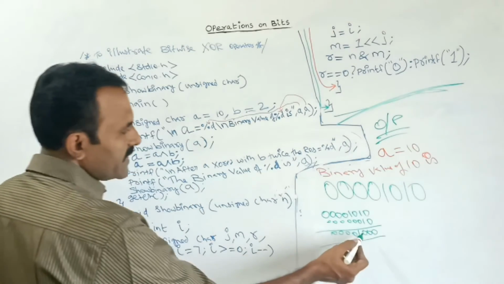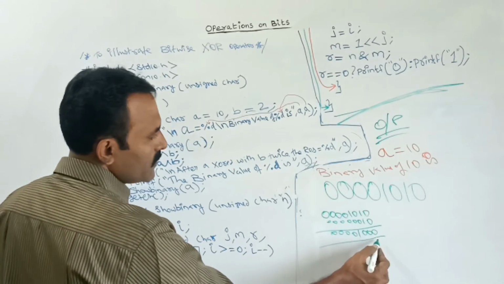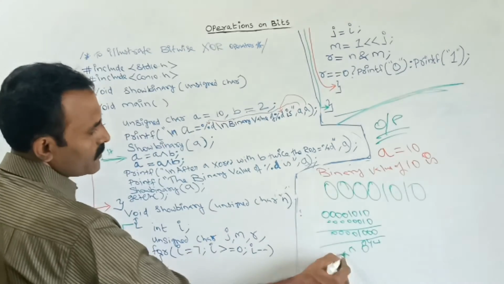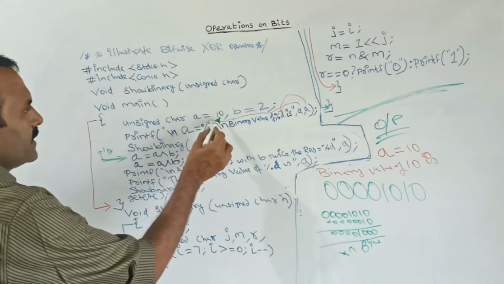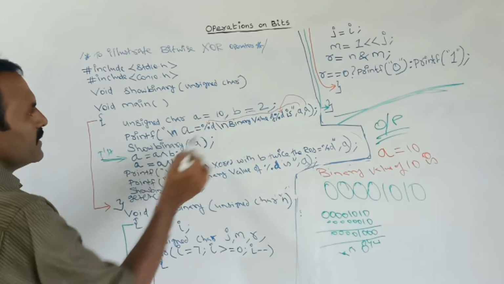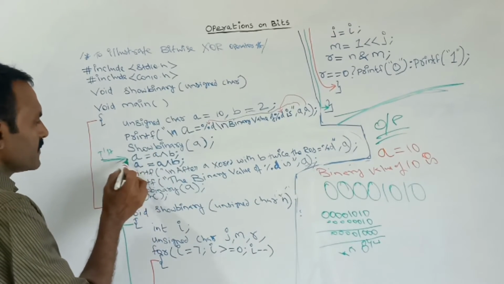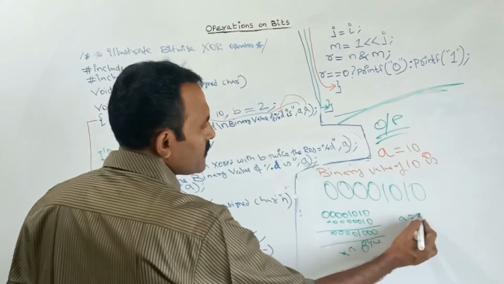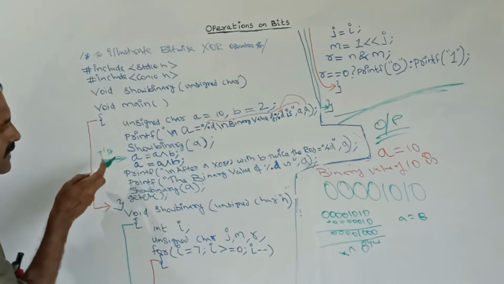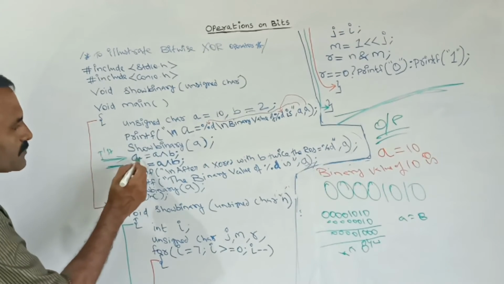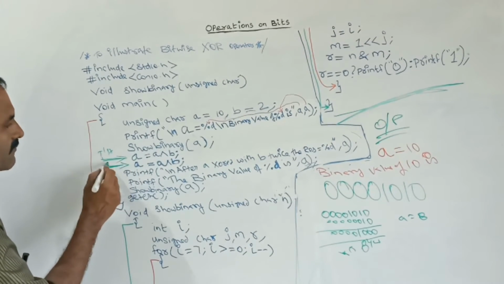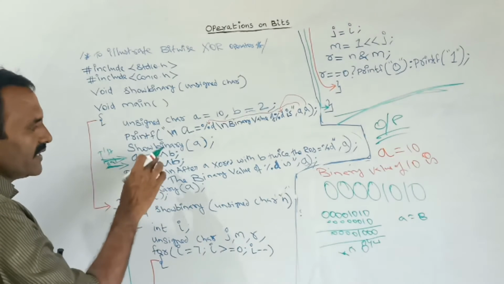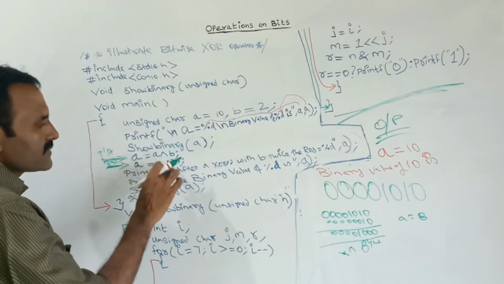When we convert it into decimal, what is the decimal value? 8 is the decimal value. So when 10 is XORed with the B value 2, at the first step the answer is 8. So A is now currently 8. After finishing this step, the second step comes, and I am repeating the same process: A is equal to A XOR with B.